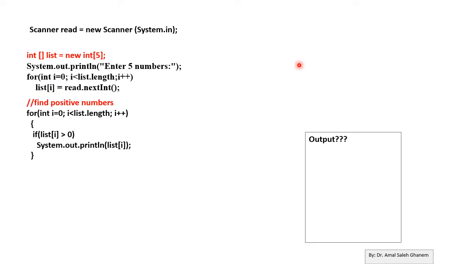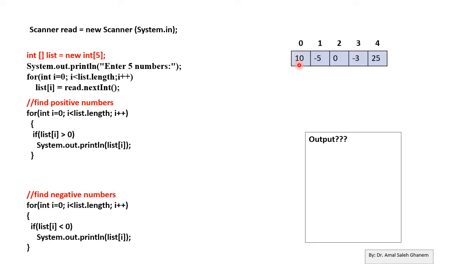So let's assume we have the following case. This is our array where we have the numbers as 10, minus 5, 0, minus 3, and 25, assuming this is the user input. Now my concern is I have to go for each element and I have to find if it is a positive number, then I have to do the output. That's why I have the following code.